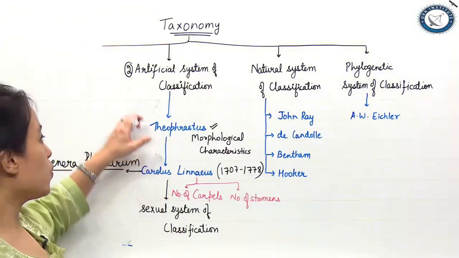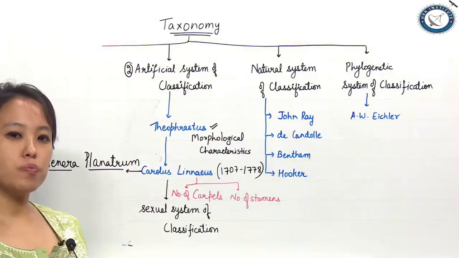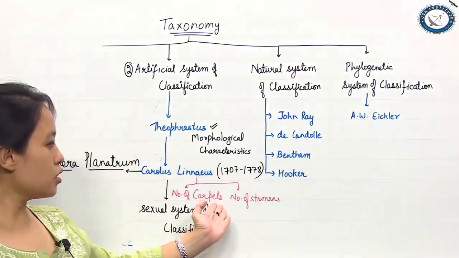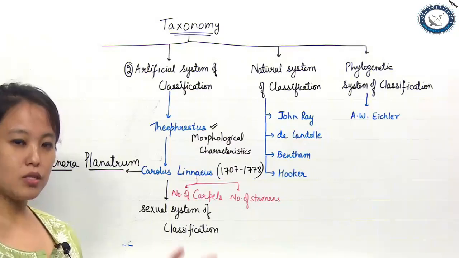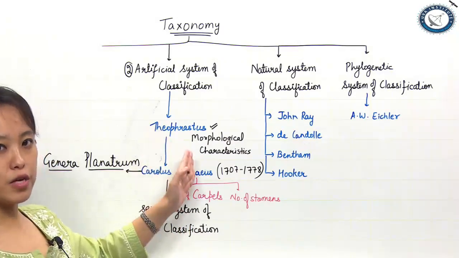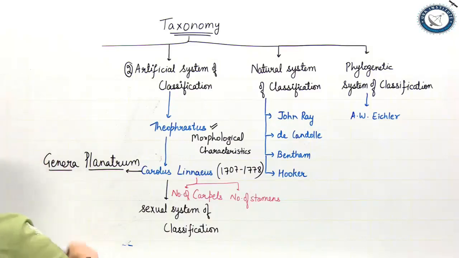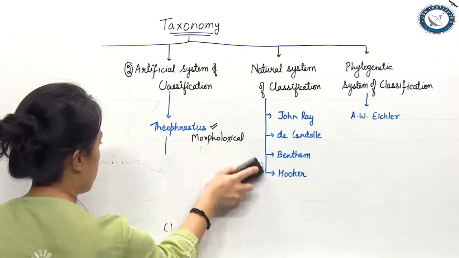So this is how we came to know about the artificial system of classification, which is purely based on morphological characters along with some sexual characters as well. Okay, this was the contribution given by Theophrastus along with Carolus Linnaeus. Now moving ahead, we will be dealing with natural system of classification.